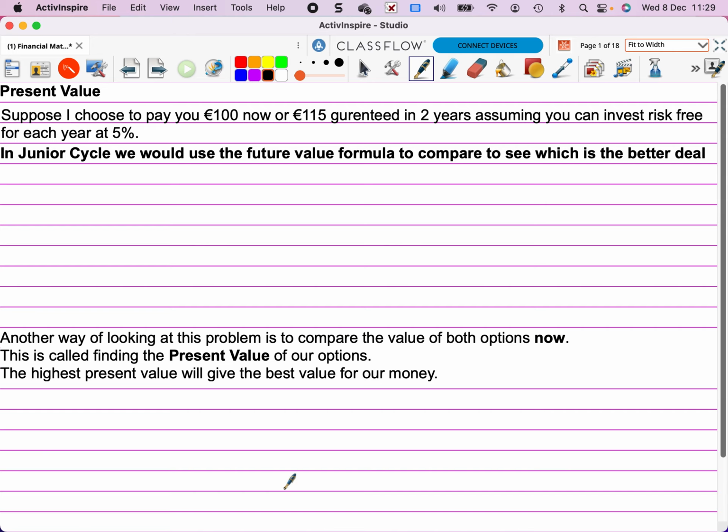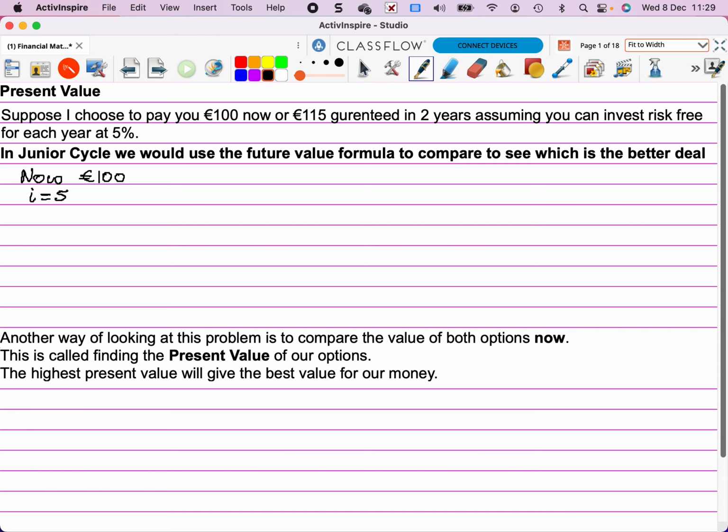I choose to pay you €100 now or €115 in 2 years, and you've got to decide which one is the better option. So the issue is, if I look at now, what are my options? Well, now I'm going to be given €100 into my hand. I know that I can invest this €100 risk-free at 5% interest.